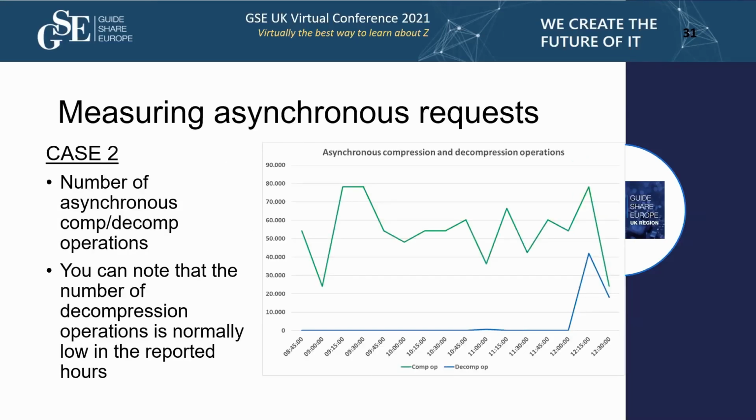Let's now look at some measurements coming from the customer case 2. The graph in this picture shows the number of asynchronous compression and decompression operations. These are data at the system level, so they are provided by SMF74 subtype 10. You can see we have a green bar, which are the compression operations, and we have a blue bar, which are the decompression operations. You can note that the number of the compression operations is normally very low, and only around noon there is a peak.